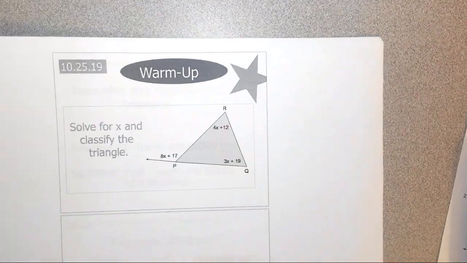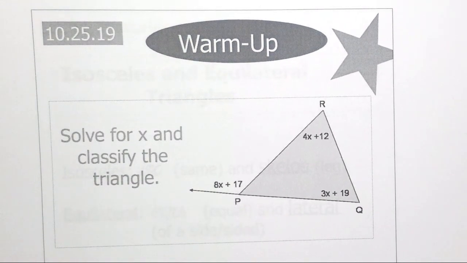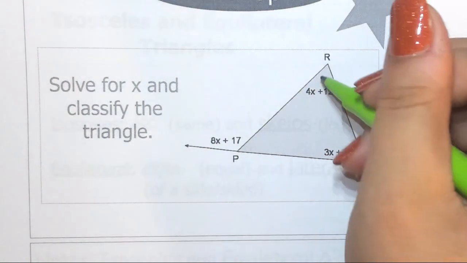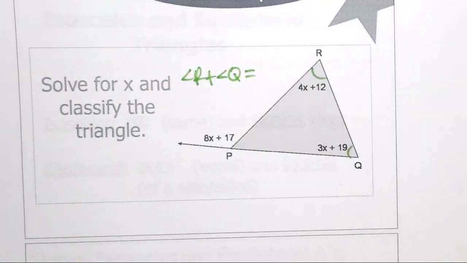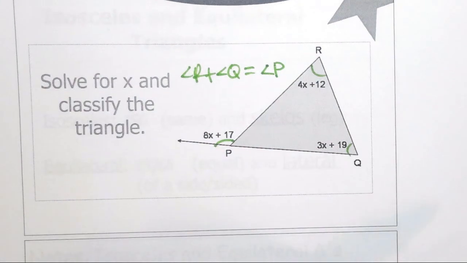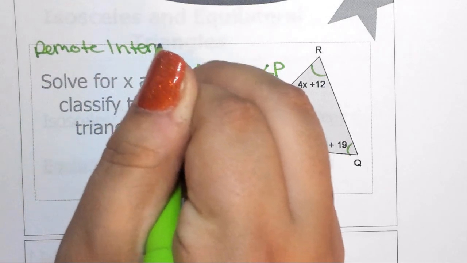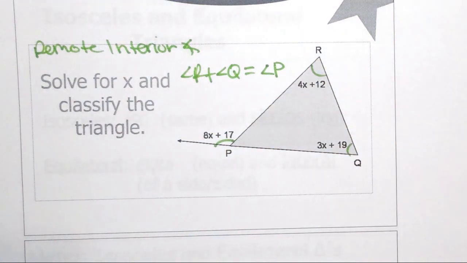So for your warm-up today, you didn't necessarily need to write this down, but you need to know how to get the answer. So what do I know about these? Okay, R and Q. So angle R plus angle Q add up to what? That angle P right there. Now, what is this called? This is called the remote interior angle theorem. So these are your remote interior angles to that corresponding exterior angle.